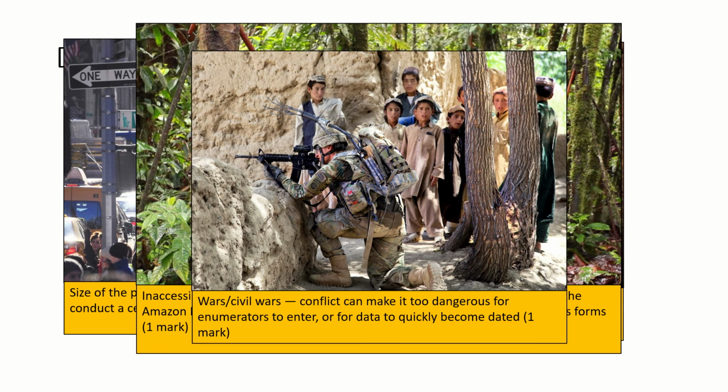Conflict is a very good reason why a census can be inaccurate or difficult to collect. Some areas will just simply be too dangerous to enter. And obviously, in areas of conflict, death records are maybe not maintained accurately because it's difficult to keep track of exactly who is dying. And that can mean that the data is fundamentally flawed and inaccurate, or if it is accurately collected, it quickly becomes dated and therefore of no use.